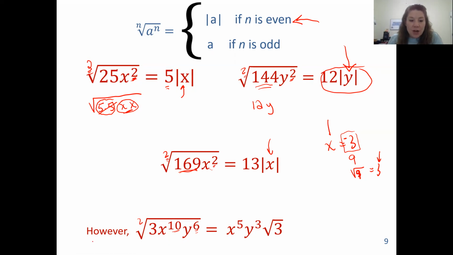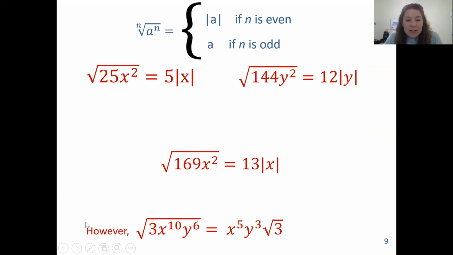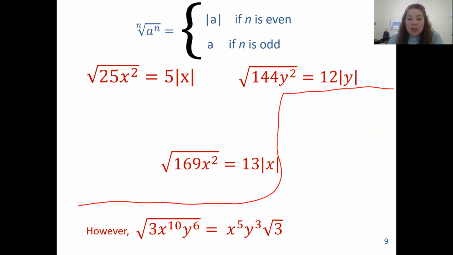So let me talk about just this one problem real quick. Let me get rid of all of this notation. So we're just going to use this area right here to talk about this one. All right, so we're going to break this down into 3, and then we're going to write out 10 x's. 1, 2, 3, 4, 5, 6, 7, 8, 9, 10. And then we're going to write out 6 y's, right? 1, 2, 3, 4, 5, 6. Now, this is a little 2 that we don't see. If you don't see it, it's a 2 automatically.